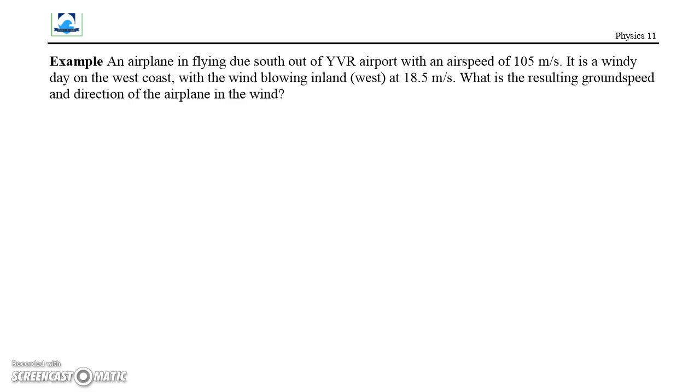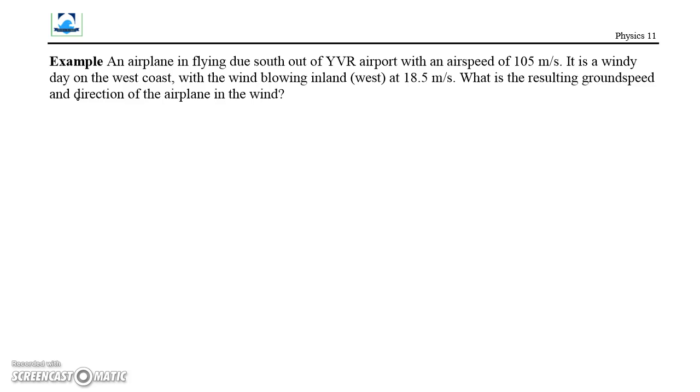This is just part 2 of relative velocity, where we just have one detailed example. We've got an airplane flying due south of YVR Airport with an airspeed of 105 meters per second. It is a windy day on the west coast with the wind blowing west at 18.5 meters per second. What is the resulting ground speed and direction of the airplane?